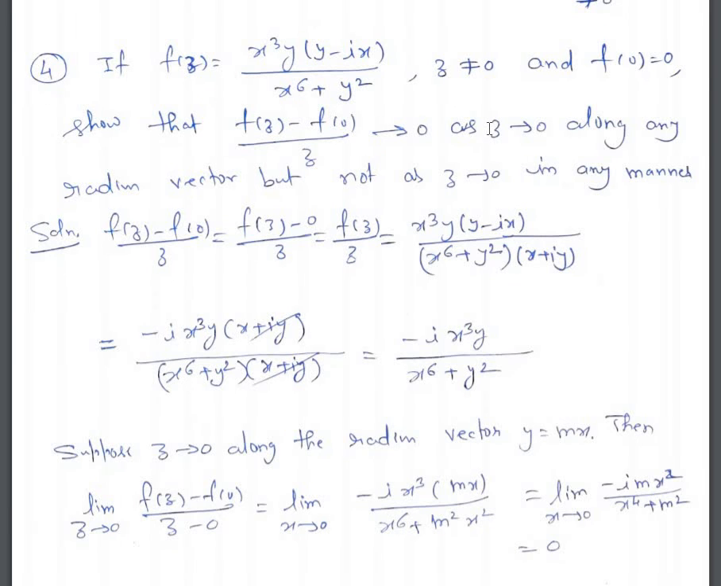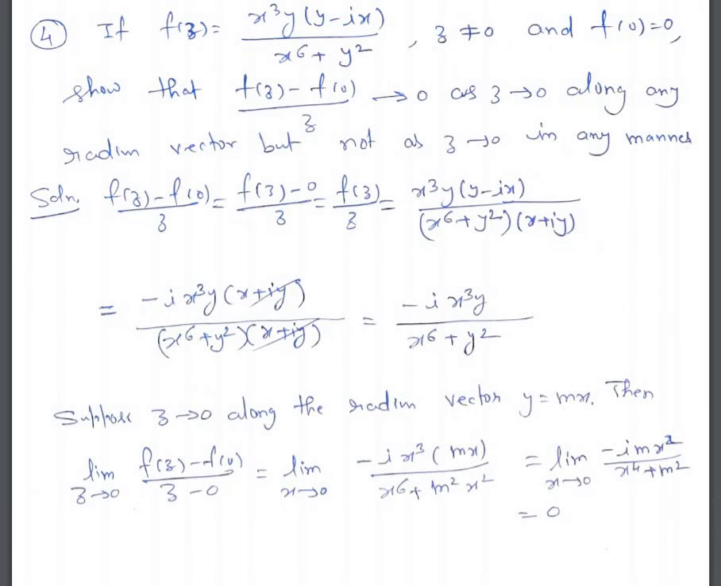Okay, let's take one more example. If f(z) is equal to x cube y (y minus ix) upon (x to the power 6 plus y square) when z is not equal to 0 and f(0) is equal to 0. We have to show that (f(z) minus f(0)) upon z tends to 0 as z tends to 0 along any radius vector but not as z tends to 0 in any manner.